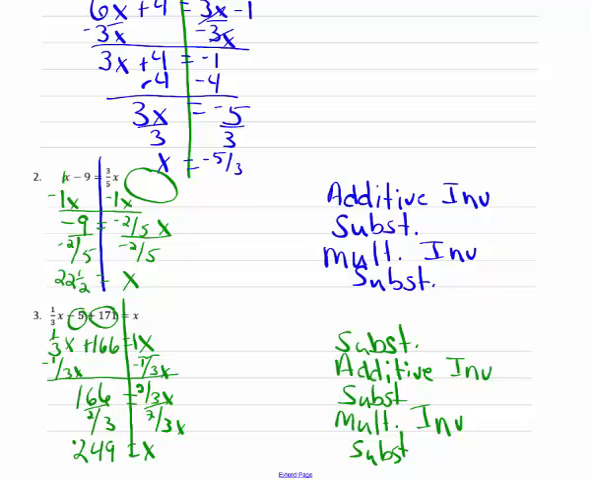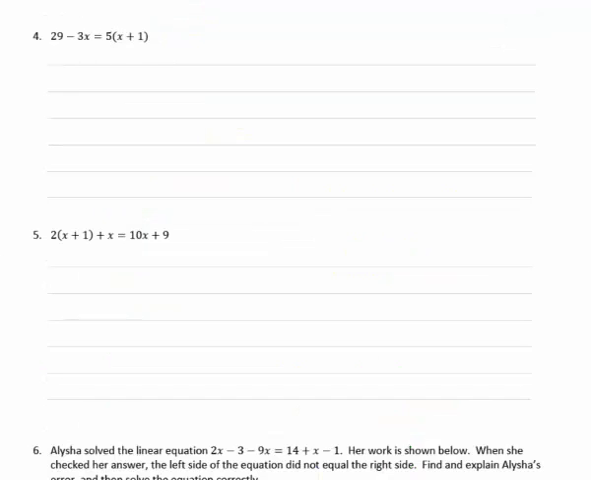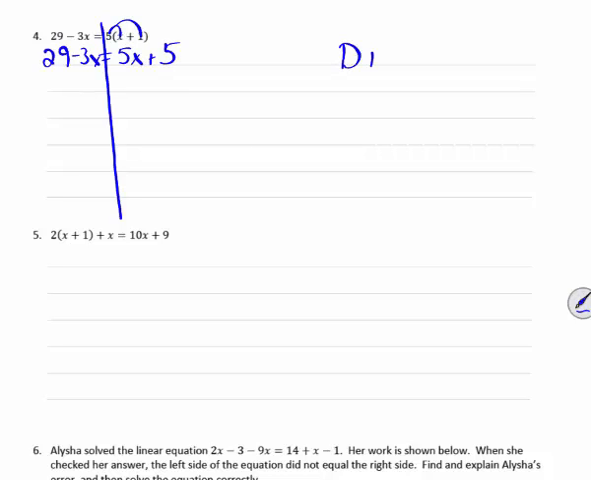All right, let's try another one. Here I now have some parentheses, so I have to do those first. So I'm going to copy over 29 minus 3x. I'm going to distribute: 5x plus 5. Property: distributive.